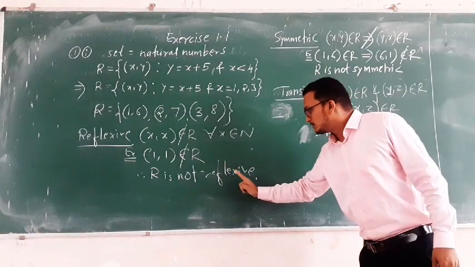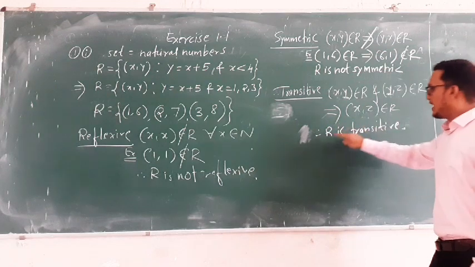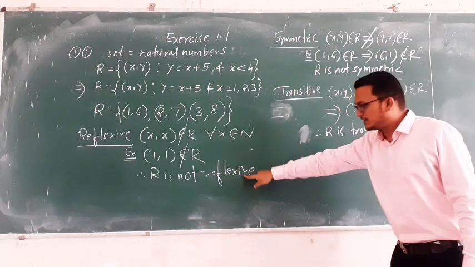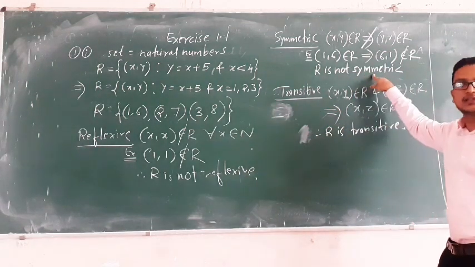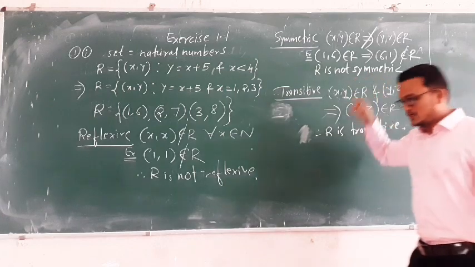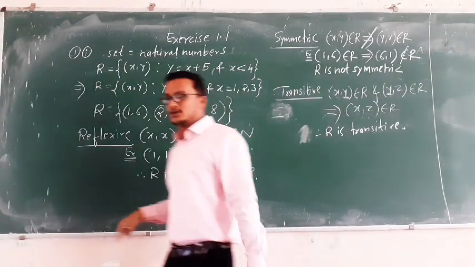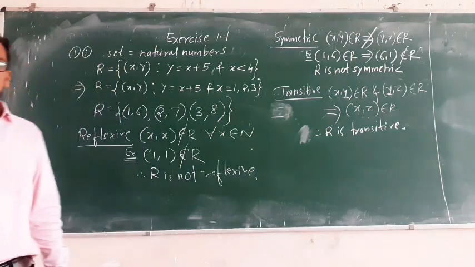So here, what can we conclude? R is transitive but neither reflexive nor symmetric. So these are the 2 examples. Please pause the video to note it down.